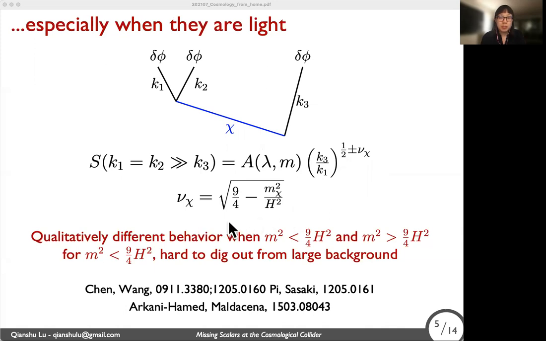But from this expression, it's clear that the shape of the 3-point correlation function is going to have qualitatively different features depending on the mass of chi. So when the mass of chi is heavier than 9/4 of Hubble squared, this exponent is going to be imaginary. So this shape function is really going to be oscillatory in the K3 to K1 ratio.